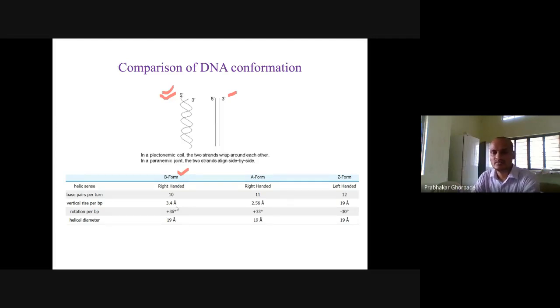In comparison to the A and B forms, we have the Z form, which is a left-handed structure, and base pairs per turn is 12. Vertical rise per base is 19 angstrom. Rotation per base is minus 30 degrees, and the helical diameter is 19 angstrom.